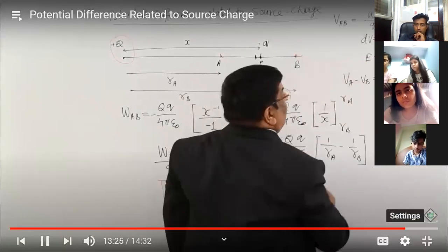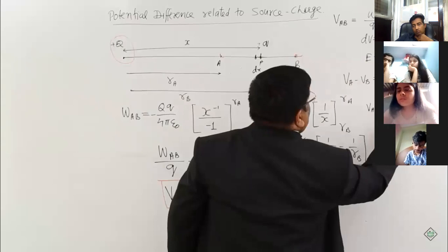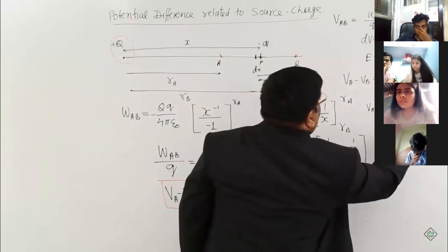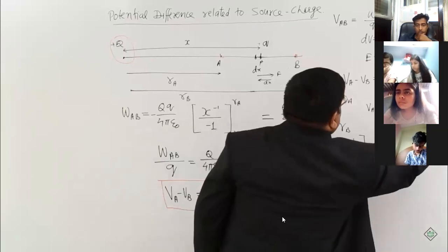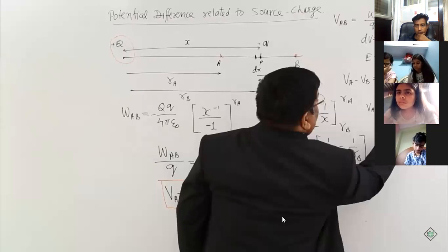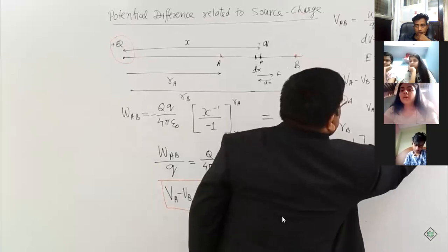Now we have done another formulation, and that formulation is VA minus VB is equal to, this formulation is related to source charge, Q upon 4 pi epsilon naught, 1 upon RA minus 1 upon RB. So A is at a distance of RA from Q, B is at a distance RB from Q, and the potential difference is as given.